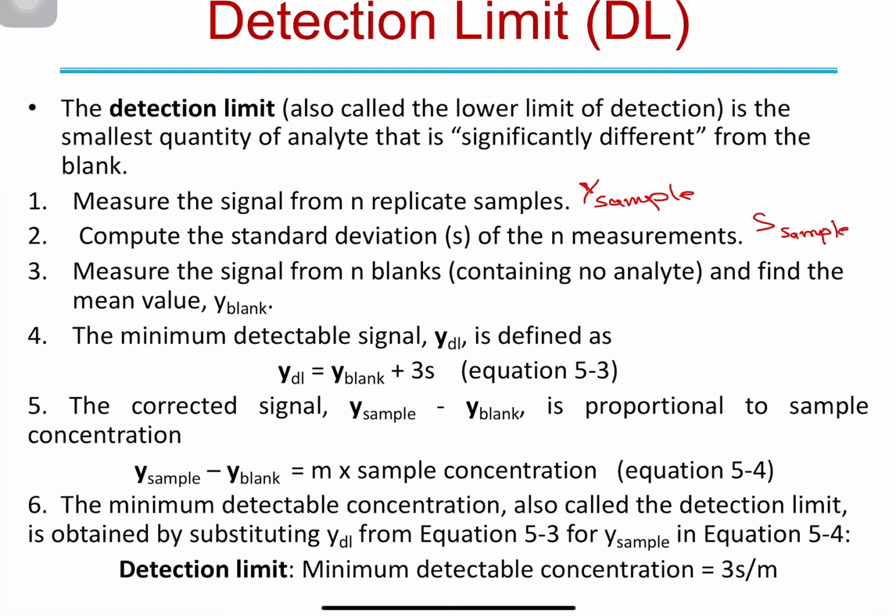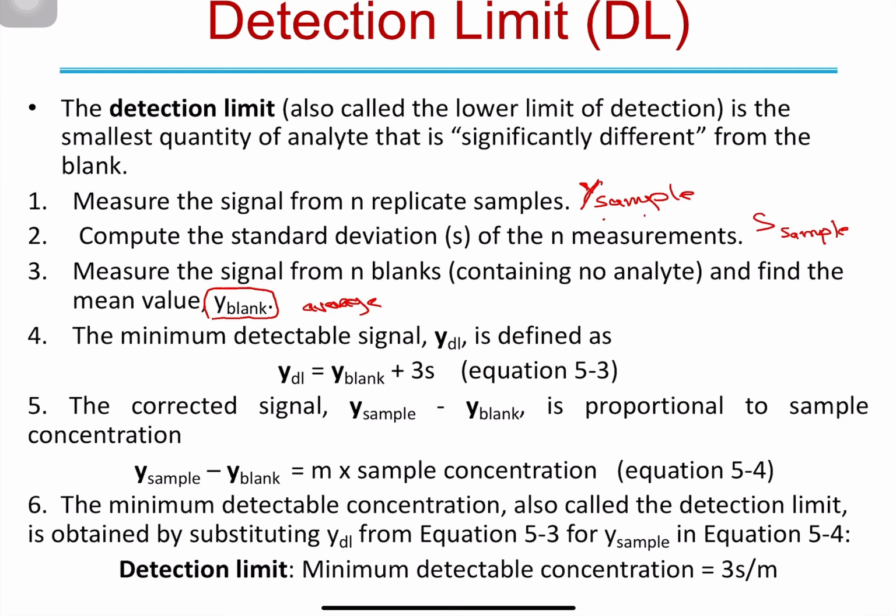So S is the standard deviation of our samples. First, we see the signal from the sample. This is the average, okay? So the average signal from the N replicates of the sample is Y sample, and the standard deviation will be S sample. Then we measure the signal from N replicates of the blank. You have several replicates of the blank, which contains no analyte, of course, and you find the signal you get from the blank, which is called Y blank. This is again the average of all our measurements of the blank.